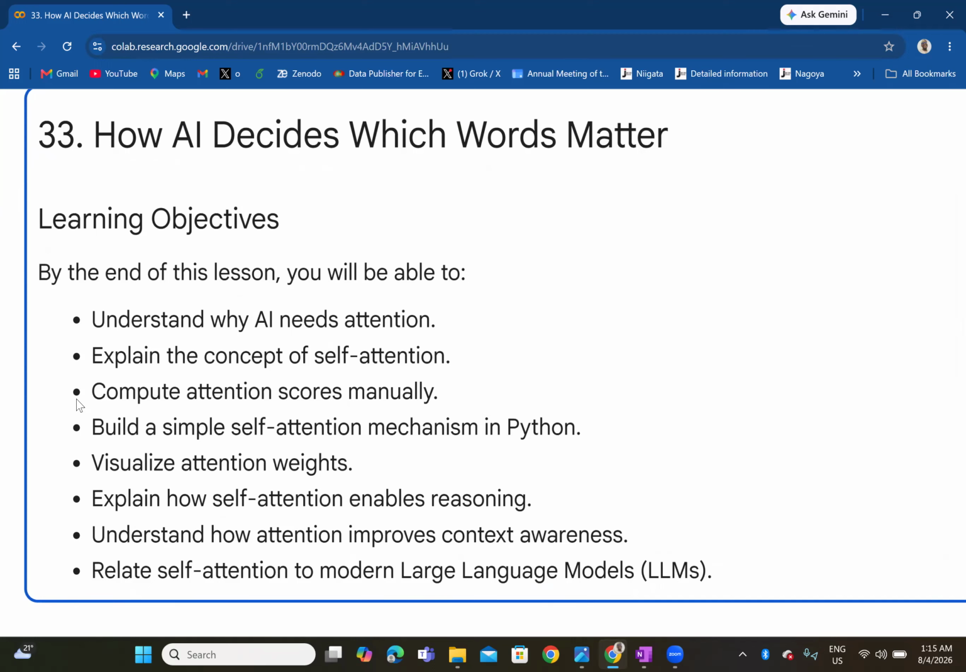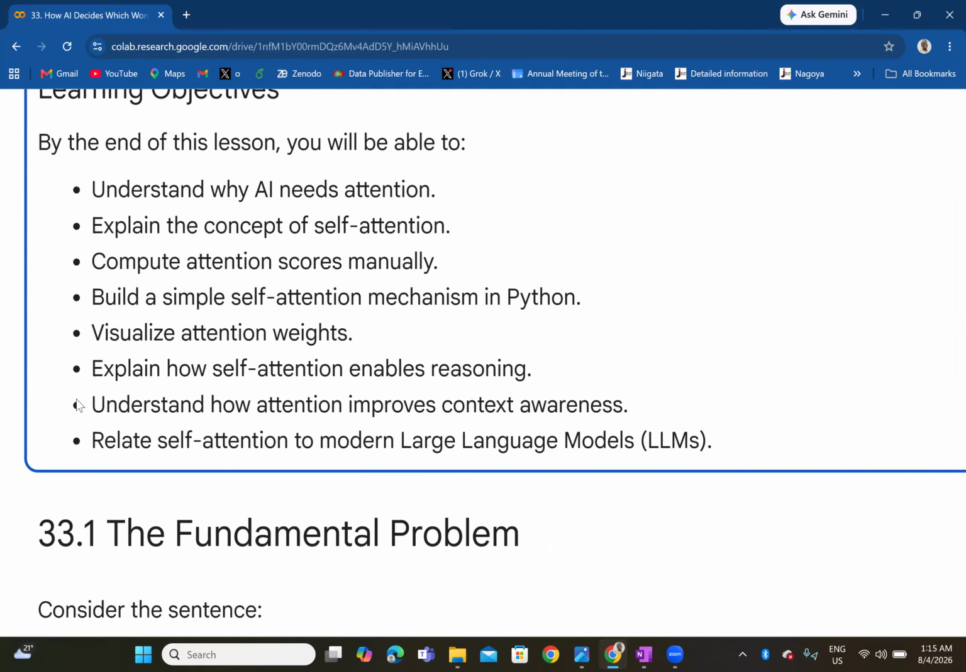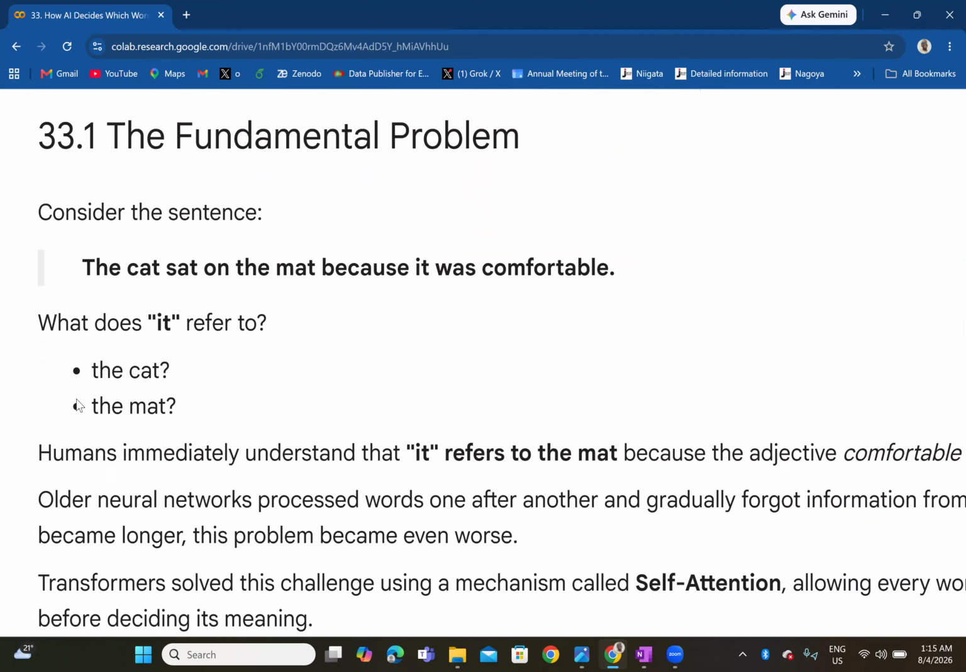awareness. I mean, we've dealt with things about attention and context and all of this. But here we go a little bit deeper into the whole idea of self-attention. And we also want to relate self-attention to modern large language models or LLMs.